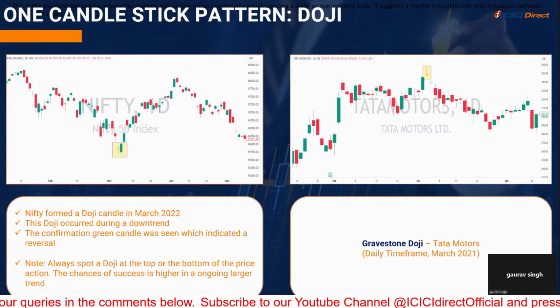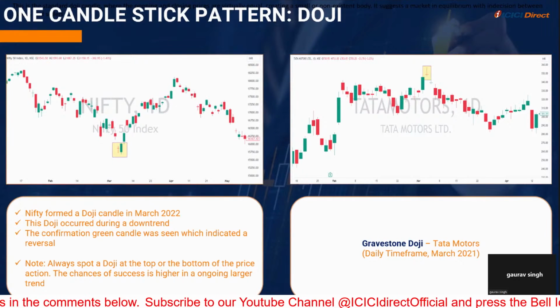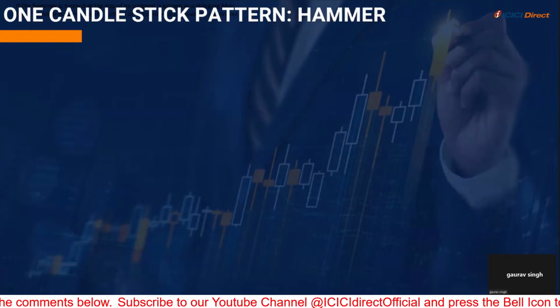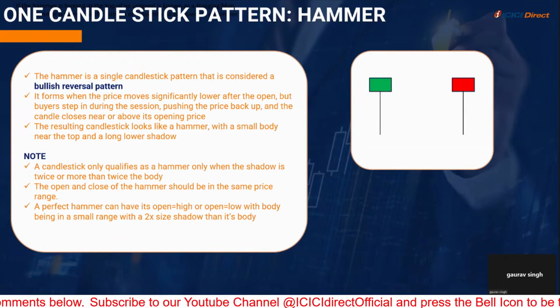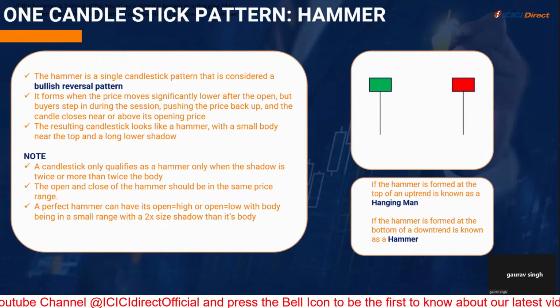From there, we saw an indecision candle, but the next candle after that was a red candle, and we saw a downfall in that stock price. Okay, from there we went ahead to hammer. Hammer is nothing but a reversal pattern. So a reversal hammer made at the downtrend is called a hammer, and a hammer made at the uptrend is known as a hanging man. So hammer is our bullish reversal pattern, and hanging man is a bearish reversal pattern.